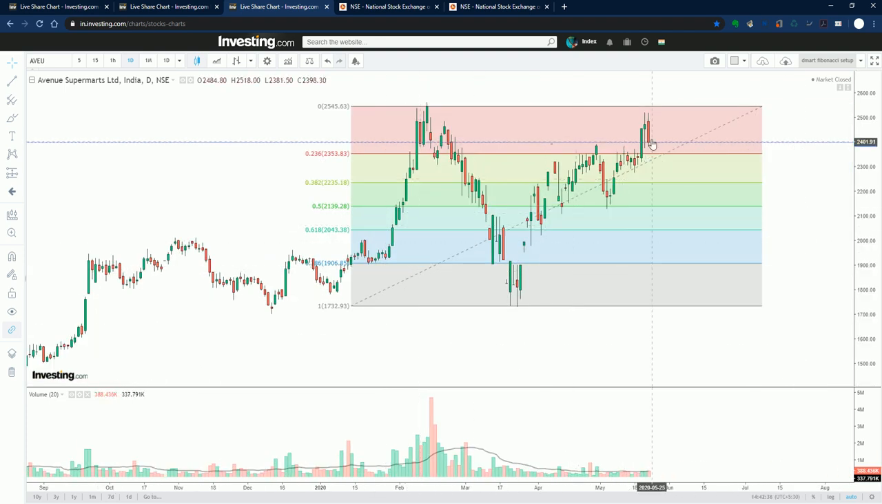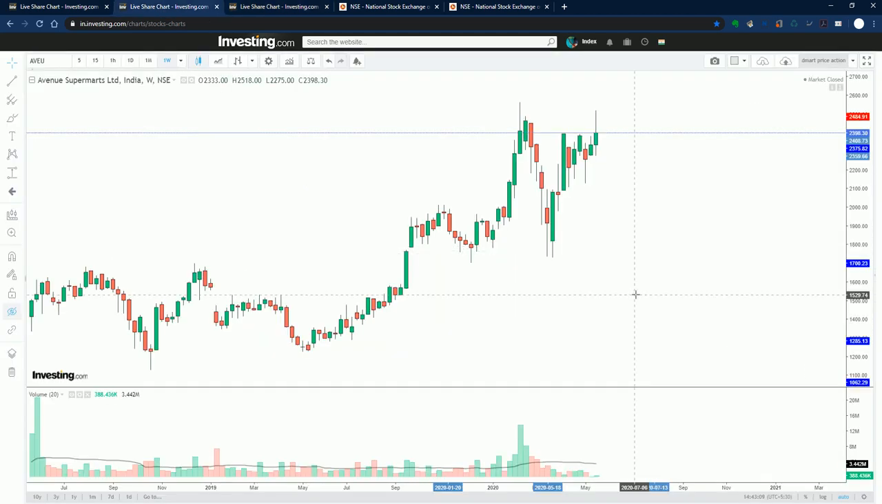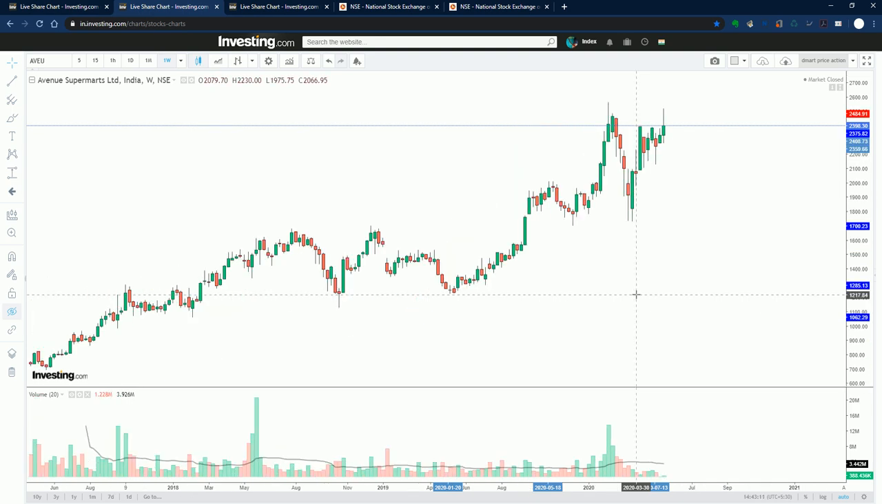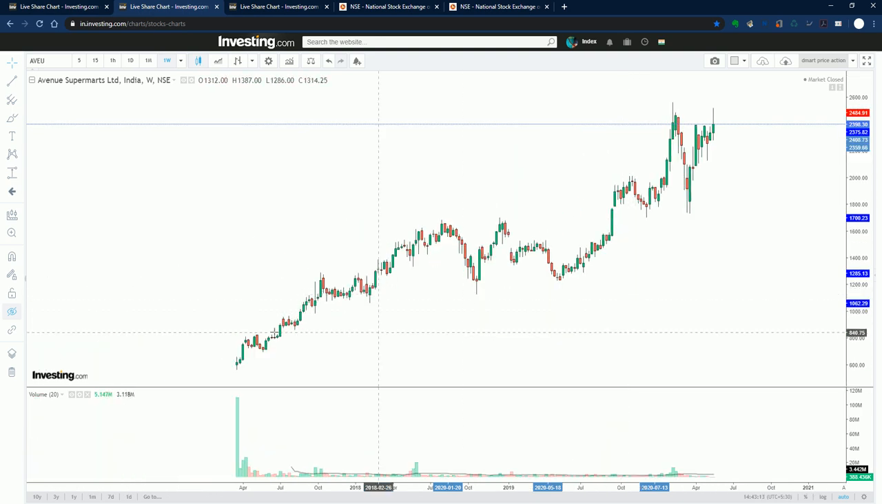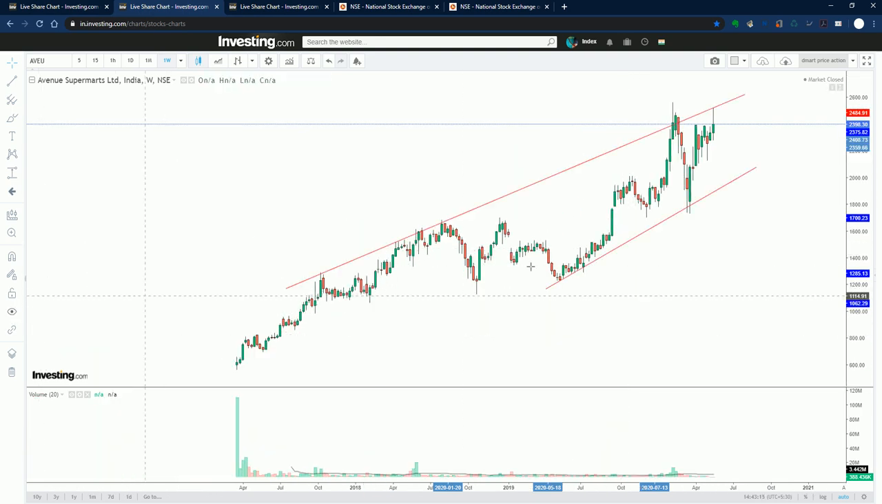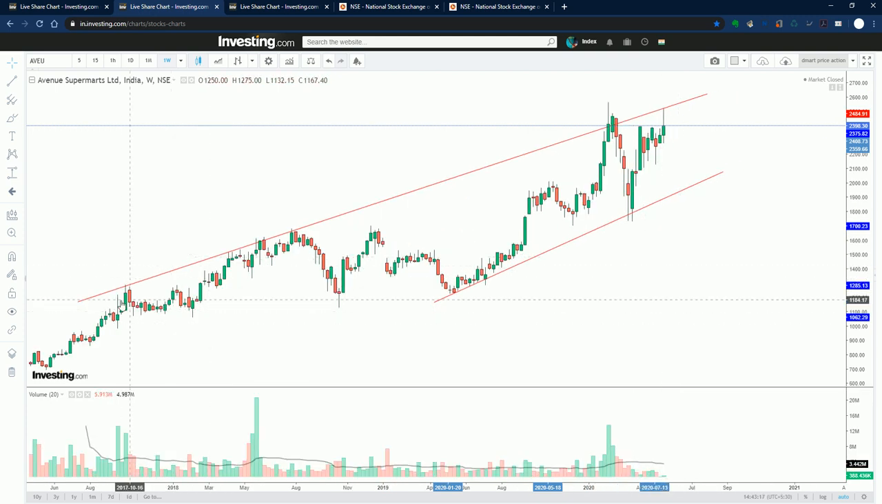So definitely this can come to this level. That's what is visible here from the price action. Here is the weekly chart. This stock follows a channel. I will show you the channel here. See, this stock is following a trend line.